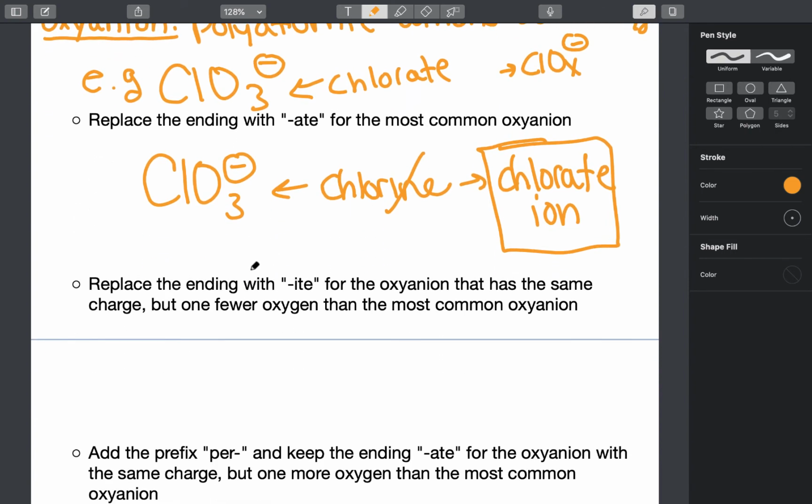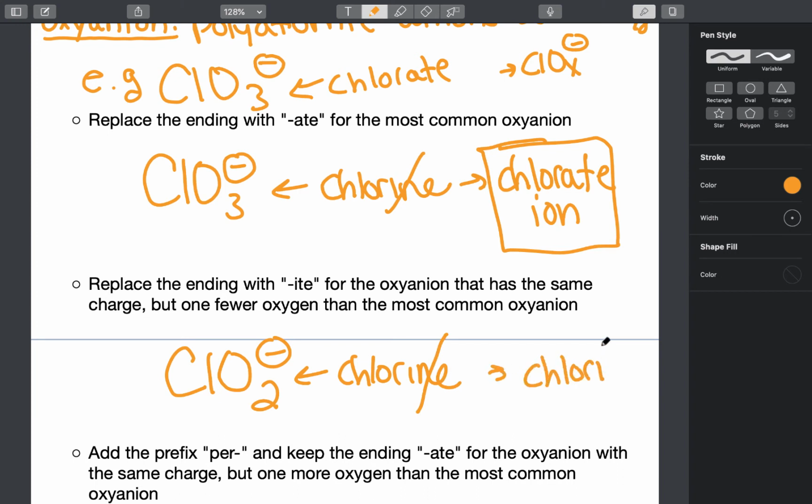So the next rule is to replace the ending with "ite" for the oxyanion that has the same charge but one fewer oxygen than the most common oxyanion. Applying this to this oxyanion, one fewer oxygen atom would be ClO2 minus, and it has the same charge, notice. In order to name this, let's write our base, chlorine, get rid of the "ine," and add "ite." So this is a chlorite ion.